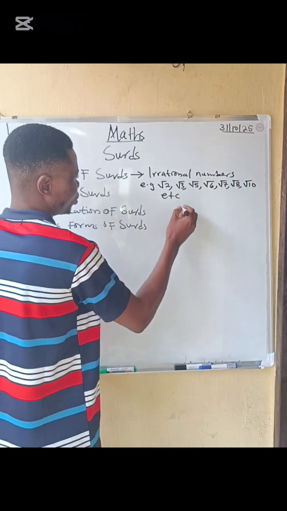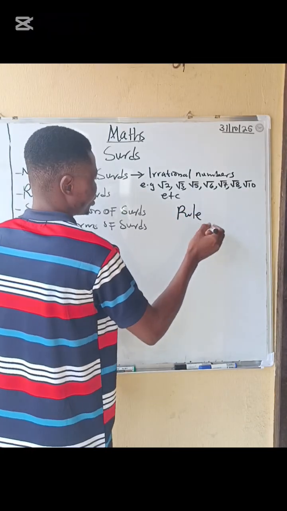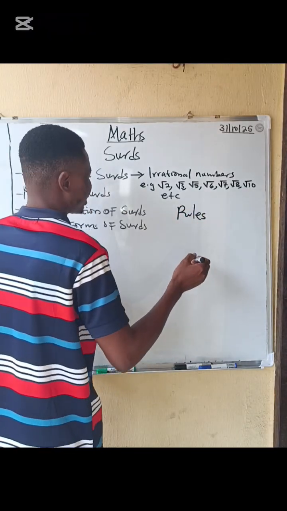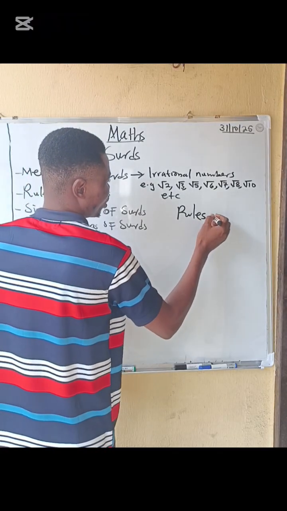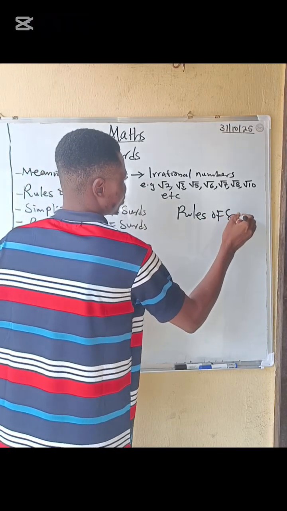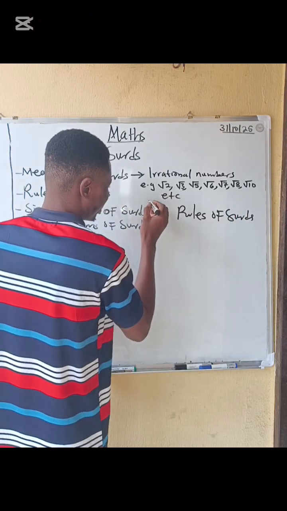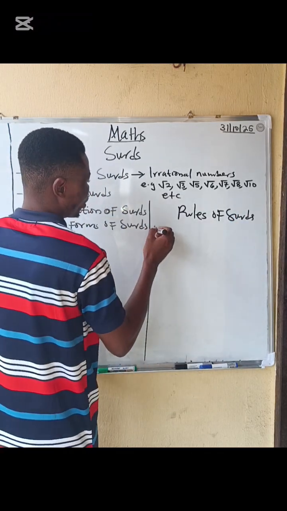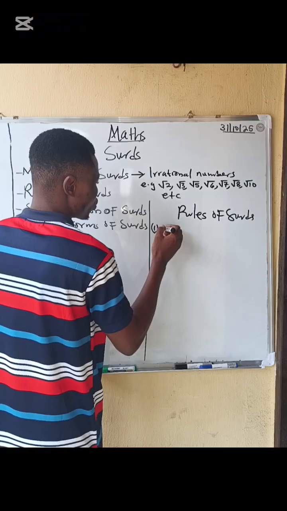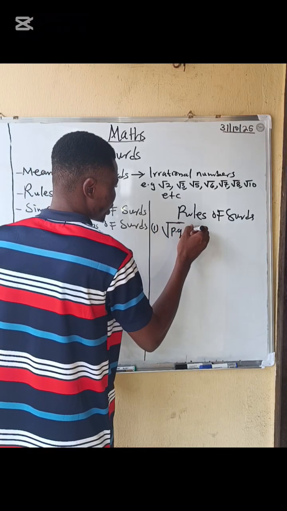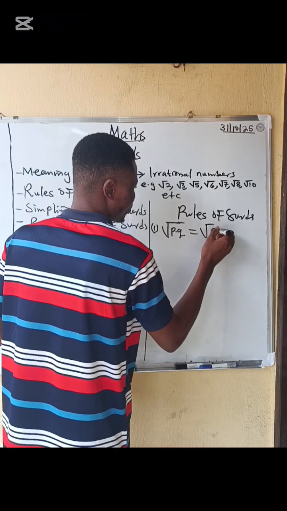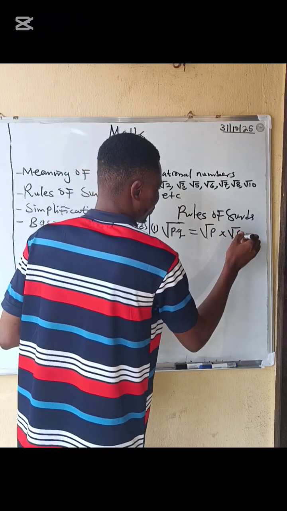The next one is rules of surds. You know, every topic in mathematics has rules. So rules of surds. Number one is that square root of p multiplied by q is the same thing as saying square root of p multiplied by square root of q.